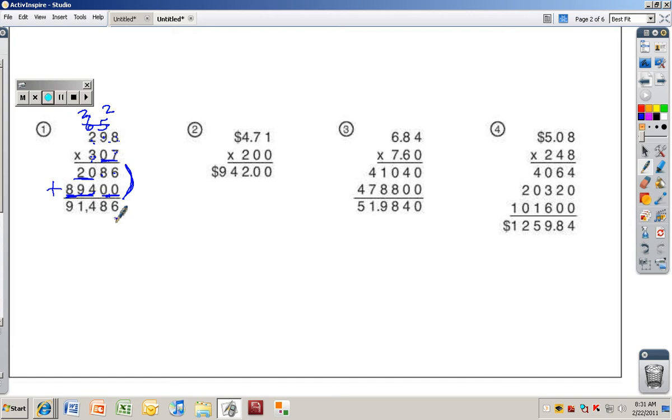All right, here's $4.71 times 200. Notice that they skip the step of multiplying by that number and that number because you're just going to get 0. They put down the 2 placeholders for these two numbers, the 2 zeros, and they go straight to multiplying by 2.